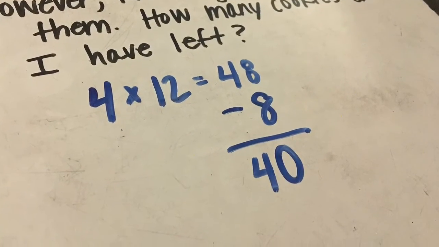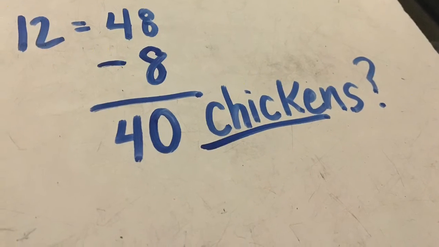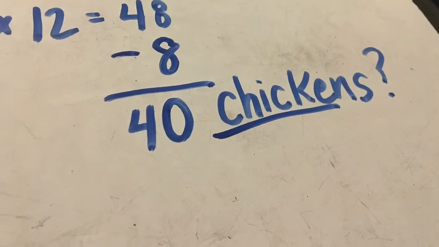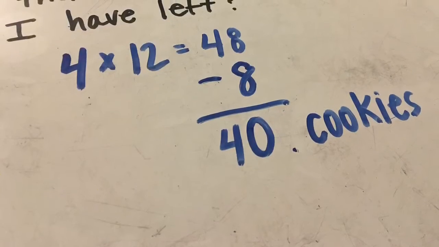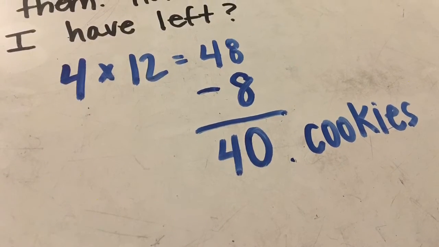But how many do I have left? 40 what? Chickens? Oh no. I always joke about that. I don't have 40 chickens. I have 40 cookies. I have to go back up and look at my label.